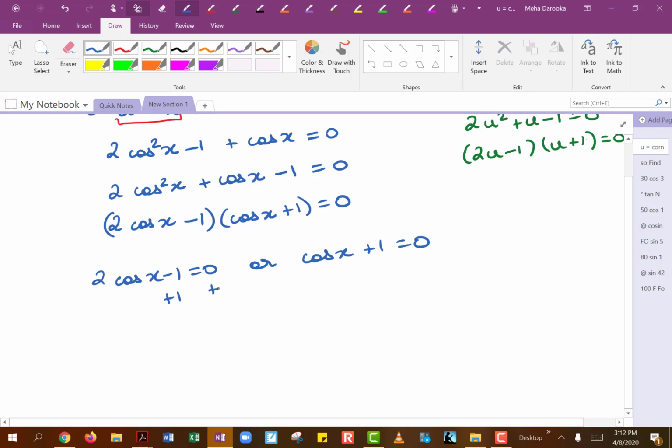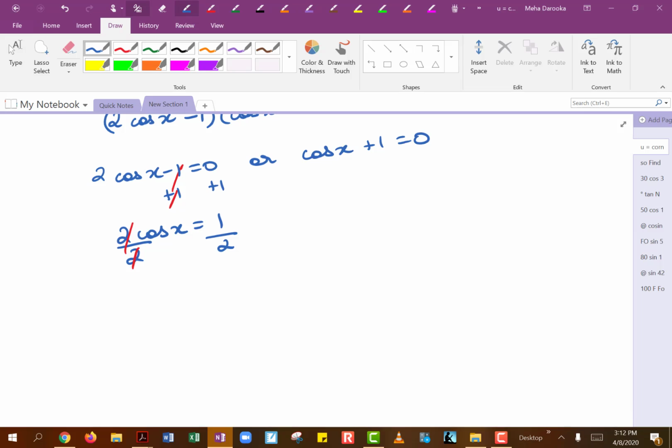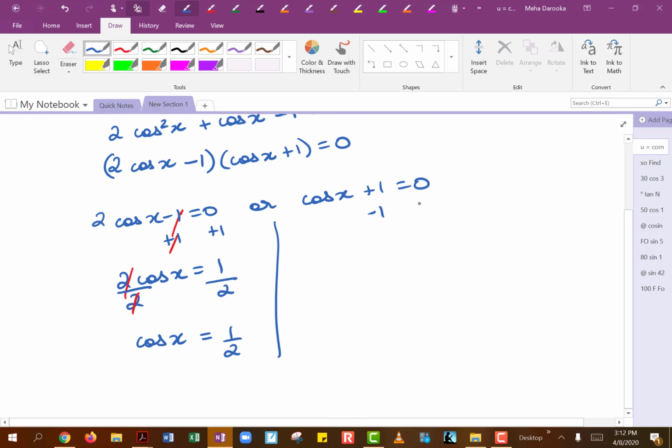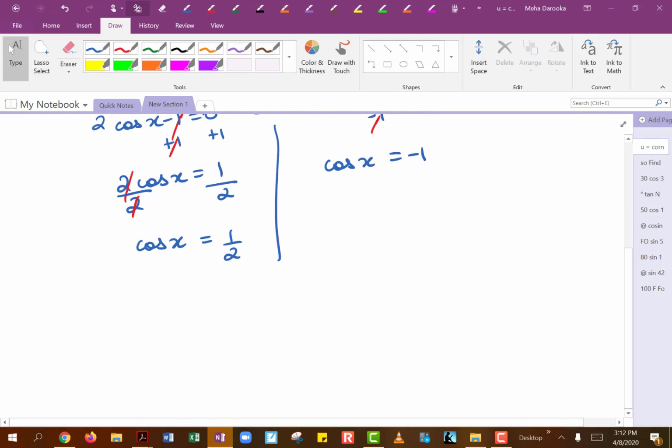So we'll start by adding 1 over here. Then of course you want to get rid of that 2, so divide both sides by 2, and we end up getting cosine of x equals 1/2. Okay, and then on the other side we will just subtract the 1, and this will end up giving us cosine of x equals -1.